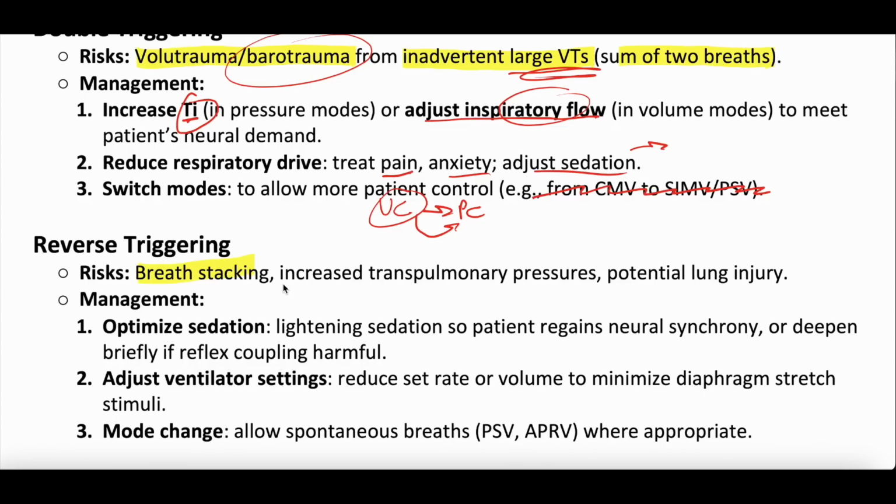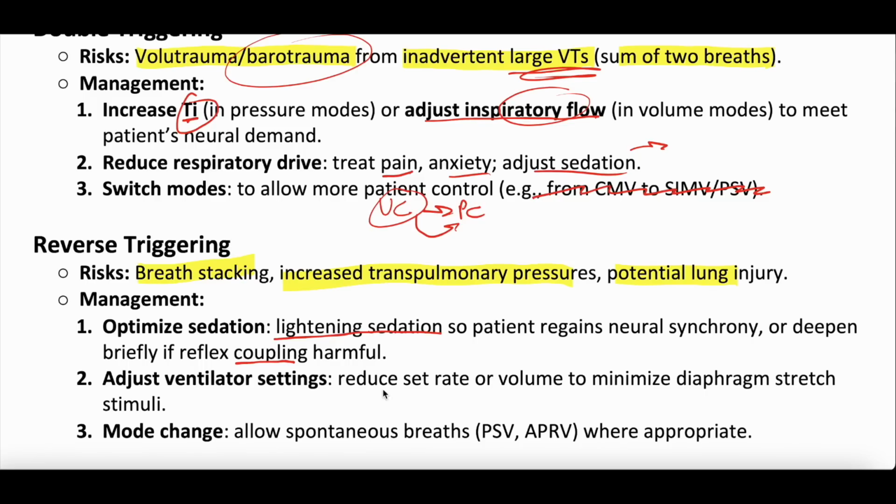Breath stacking, increased pressures, barotrauma, lung injury, all that kind of stuff. What you do for reverse triggering is different though. Sometimes lightening sedation can actually help reverse triggering, right? The exact opposite of what helps double triggering. Sometimes, if you deepen it briefly, you can kind of recouple the reflex. But this is not a long-term solution, if that makes sense.